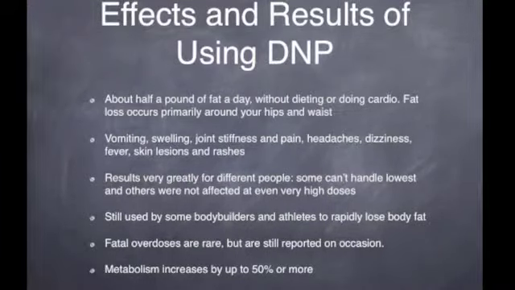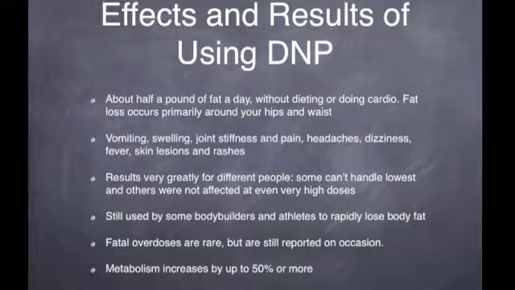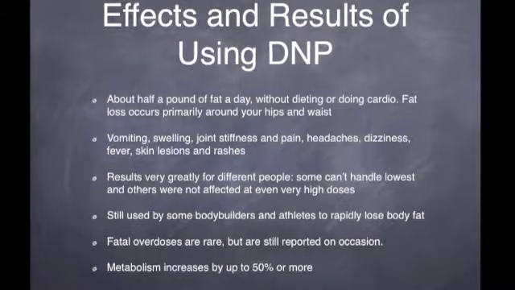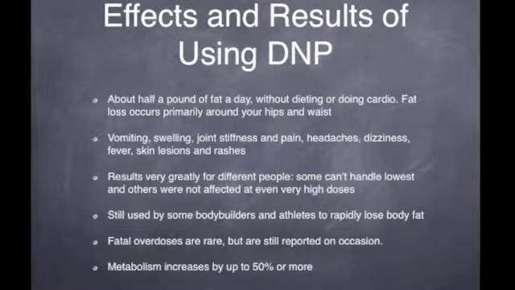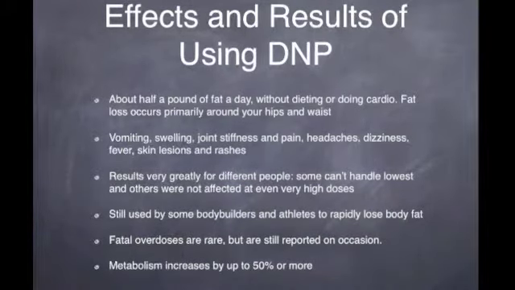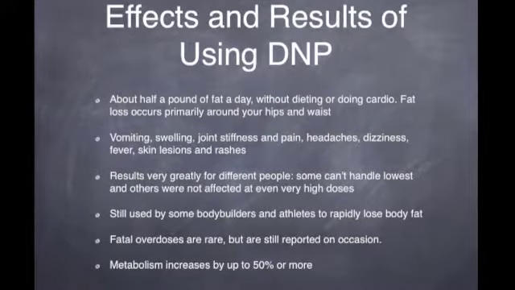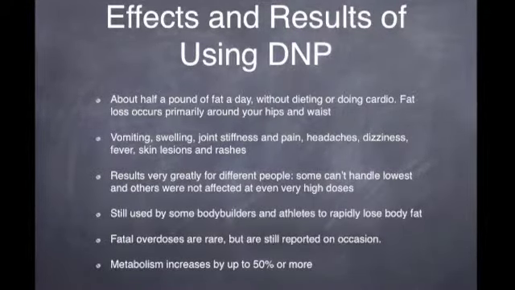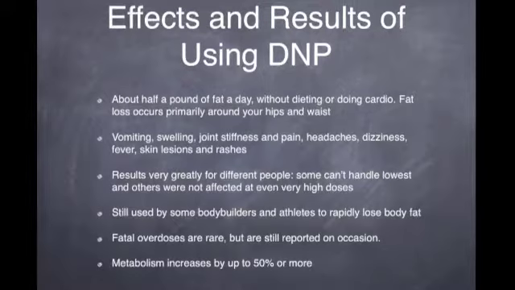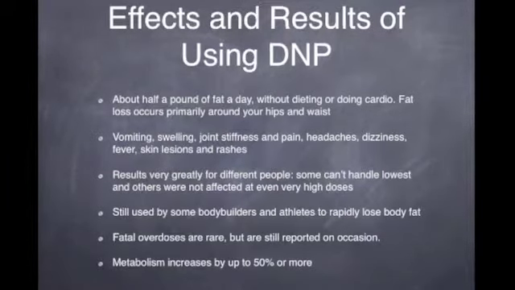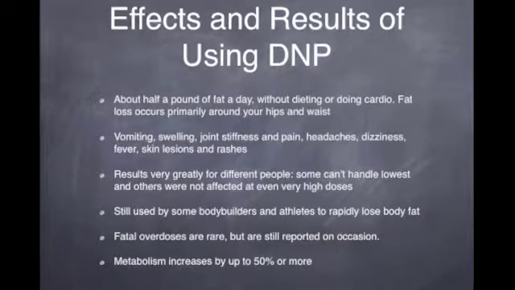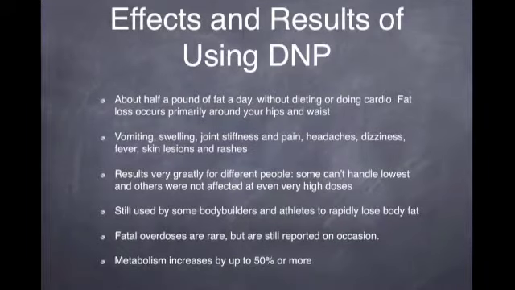The results varied greatly for different people. Some couldn't handle it, and others were not affected by even the high doses. DNP is still used today by some bodybuilders and athletes to rapidly lose body fat. Fatal overdoses are rare, but are still reported on occasion. And the real information here was that DNP increased metabolism by around 50% usually, depending on the person. Brooke is now going to tell us how DNP works by inhibiting one of the processes described earlier.